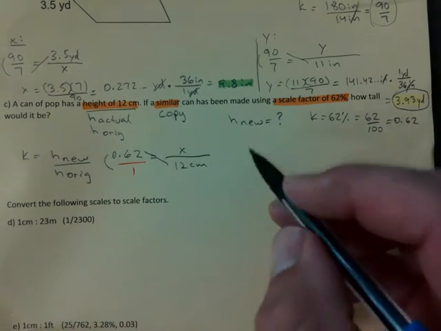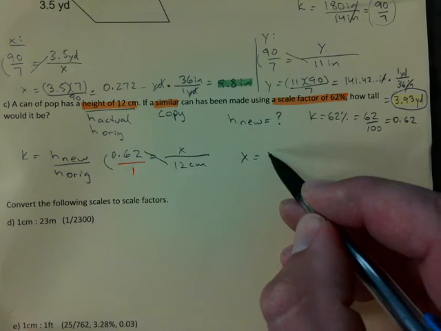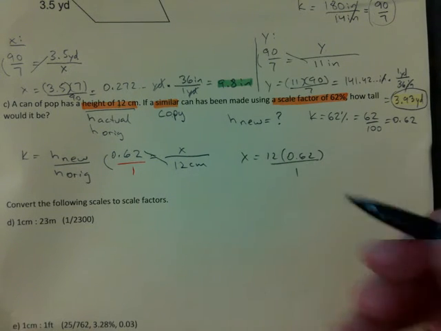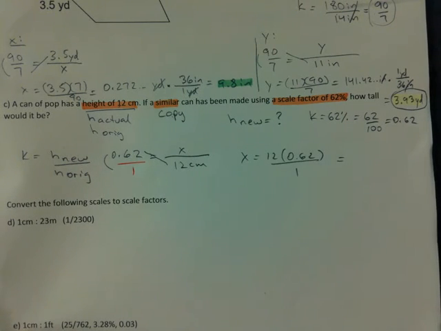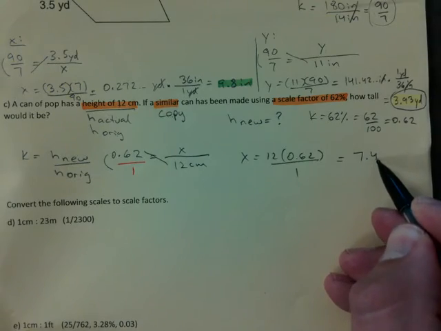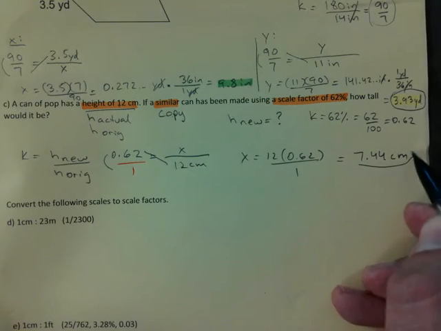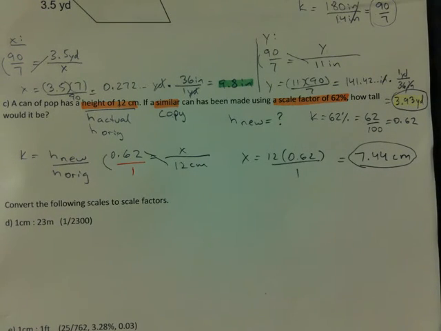Cross multiply and divide. I'm going to show you what I don't want to see. So technically you're dividing it by 1. So 12 times 0.62 is 7.44, and I'm in centimeters, so you stay in centimeters. So that's the height of the new can, which makes sense. It has been reduced to scale factors less than 1, right? Less than 100%. So the resulting new can will be a reduction.